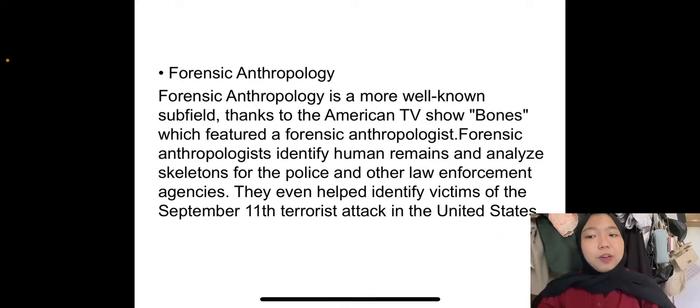And then, forensic anthropology. Forensic anthropology is a more well-known subfield, thanks to the American TV show Bones, which featured a forensic anthropologist. Forensic anthropologists identify human remains and analyze skeletons for the police and other law enforcement agencies.